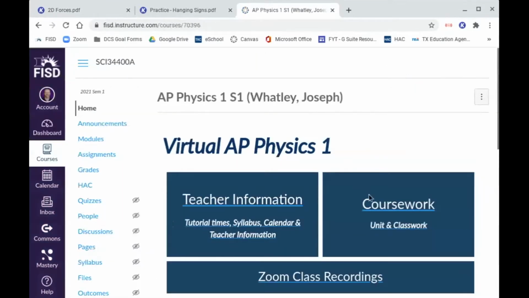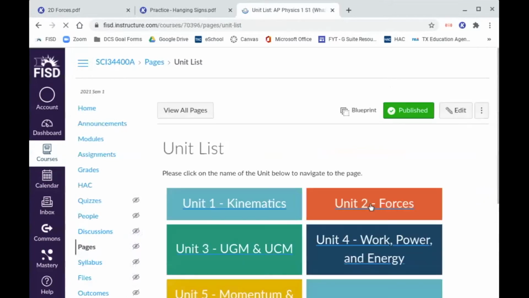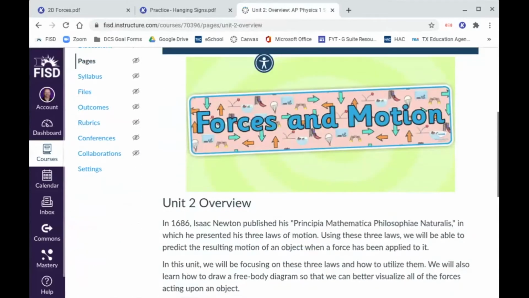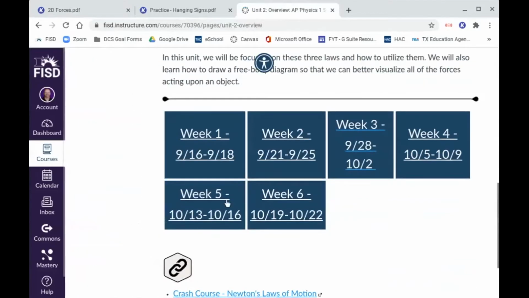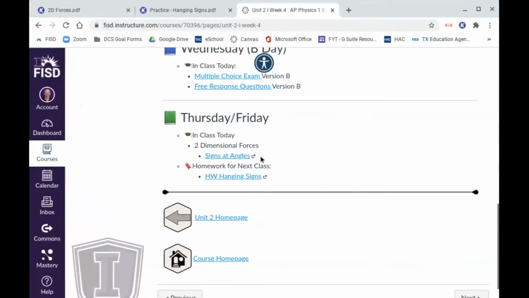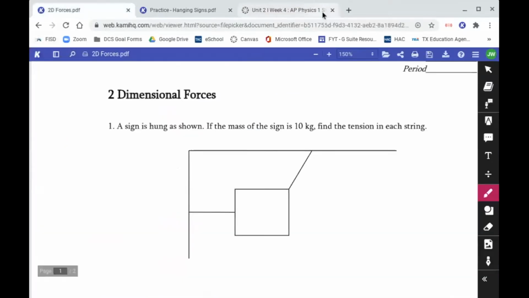All right, I'm going to click on coursework, and then forces. And since today is the 8th, we pick week 5? Or I'm sorry, week 4. And then in week 4, if I scroll down, this one right here that says signs at angles. So right underneath that indentation, it says two-dimensional forces. You have to go to the indentation underneath that. All right, that should get us into the 2D forces, which is this one.